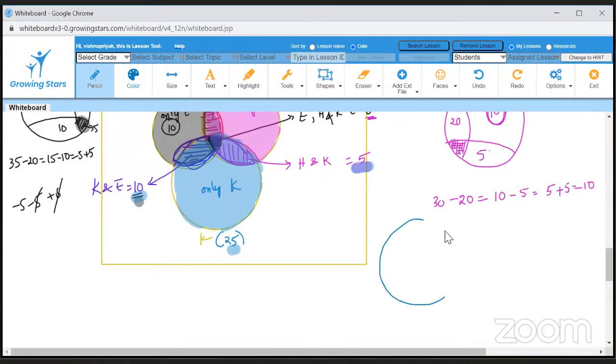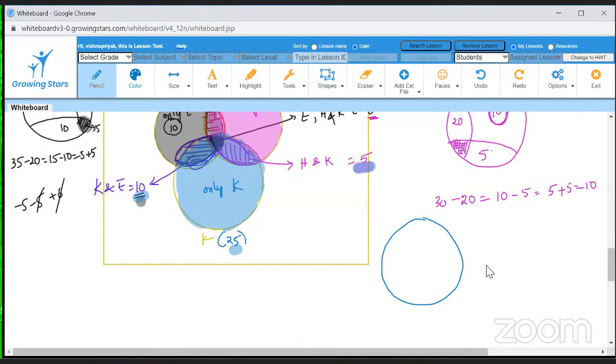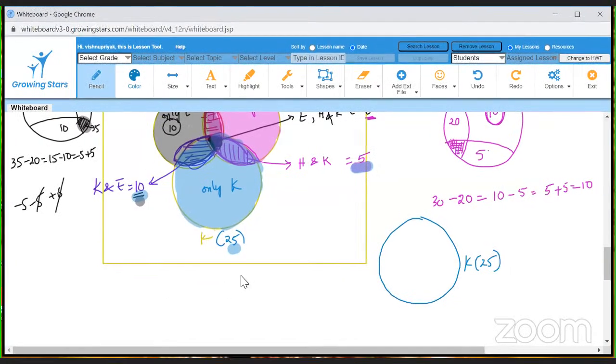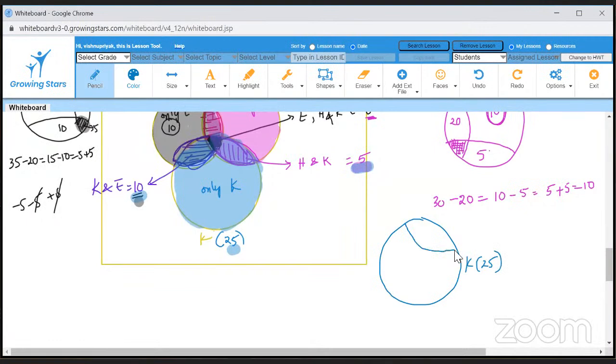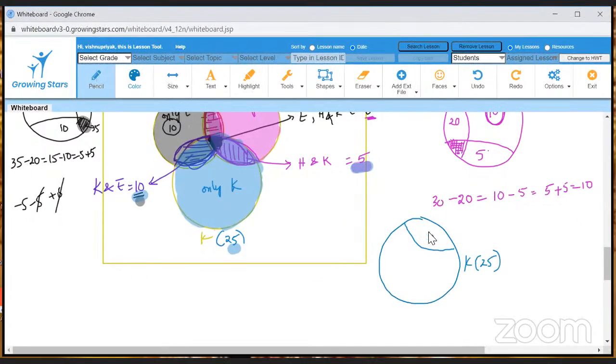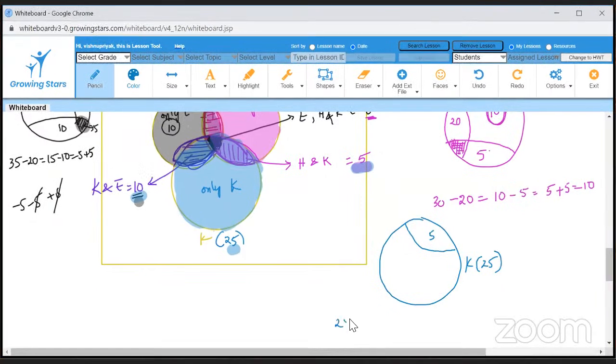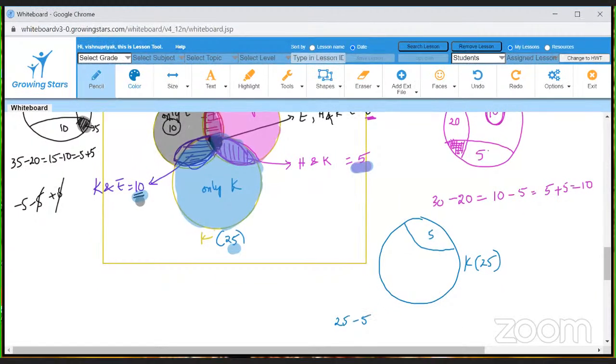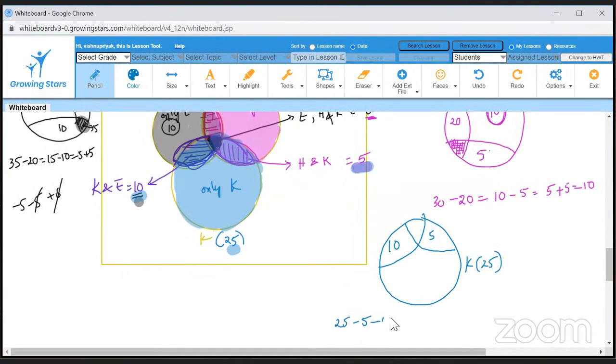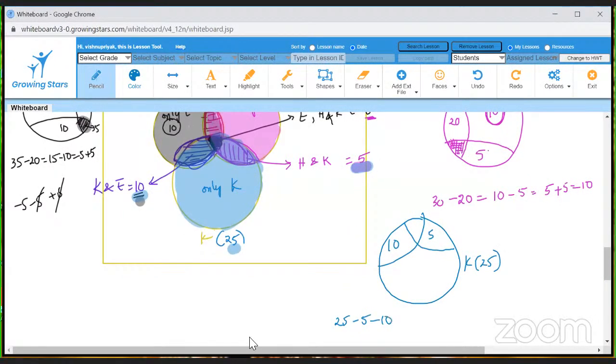Okay, I will take Kannada circle. In Kannada circle, total 25 people. But out of that, Kannada people, they speak Hindi also. So from 25, I will remove these Hindi speaking people. But then here, 10 people speak English also. So these 10 English speaking people, I am subtracting.